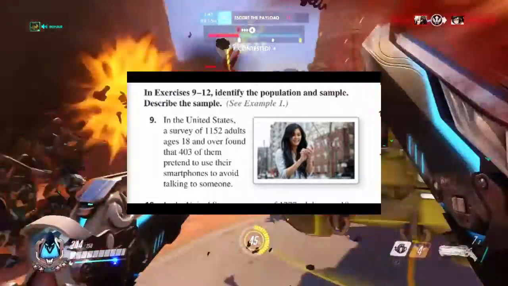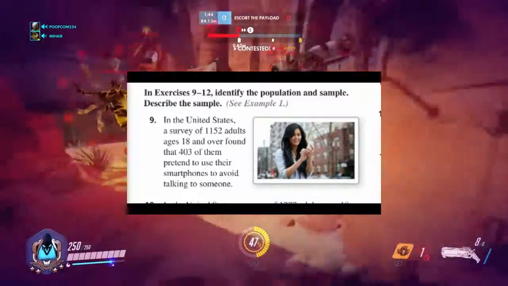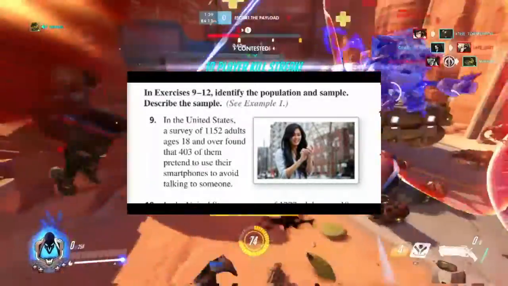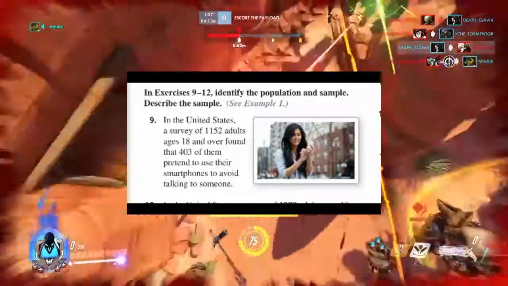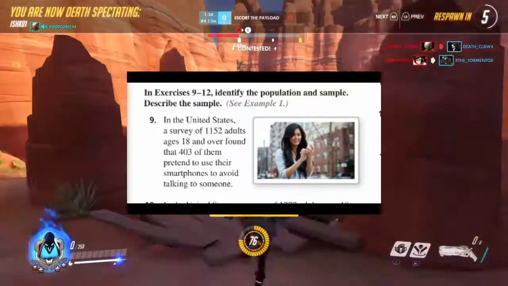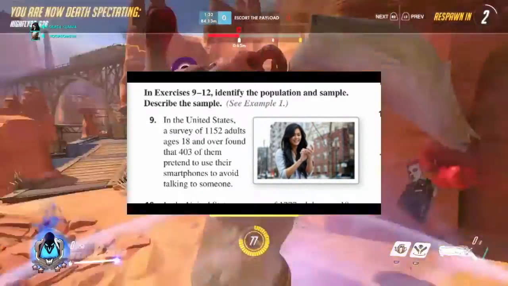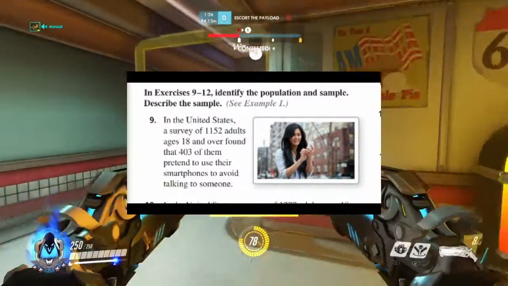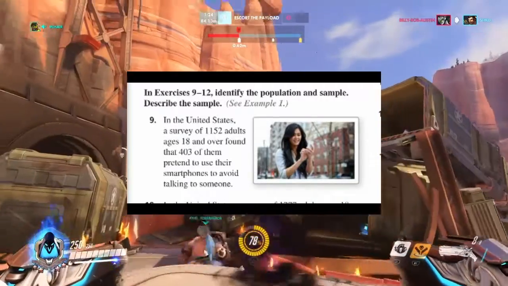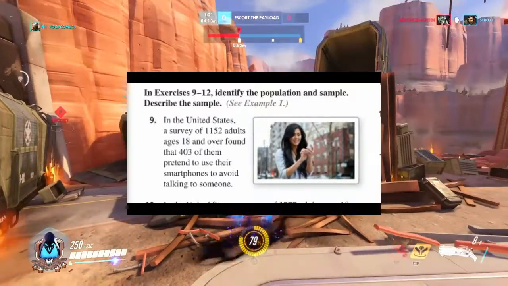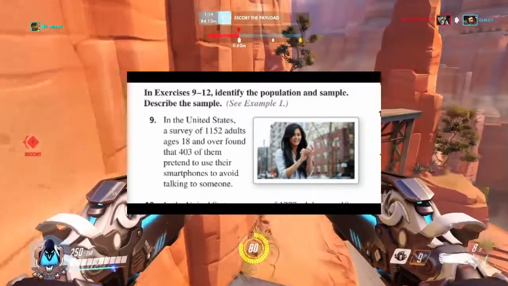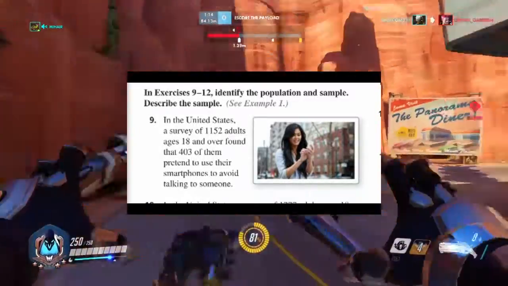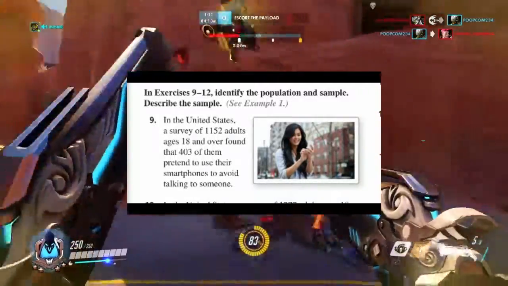When it comes to something like this, where it's asking you to describe the sample, all it's really asking is that it gives you one sample, and you take that. So you have 403 pretend to use their phone to avoid talking to someone. You take that 403 and subtract it from 1152. Then you get 749.